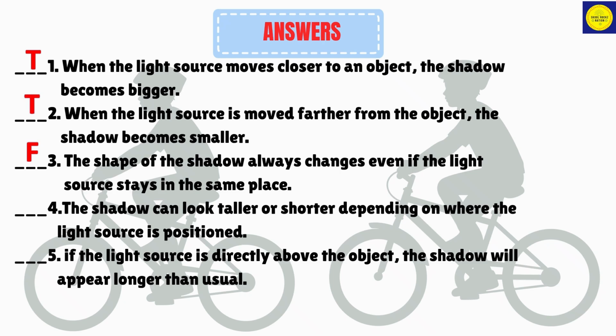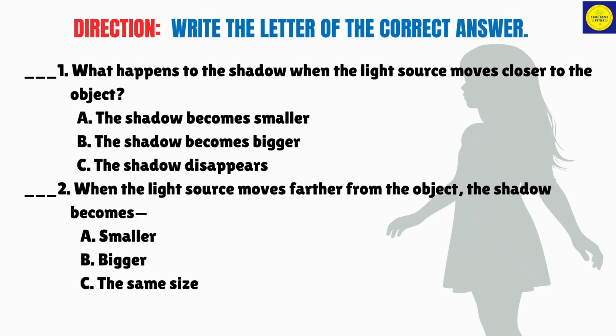4. The shadow can look taller or shorter depending on where the light source is positioned. T. 5. If the light source is directly above the object, the shadow will appear longer than usual. F.